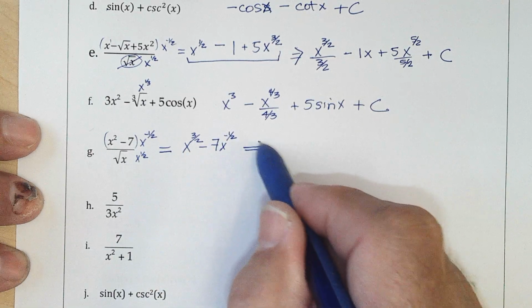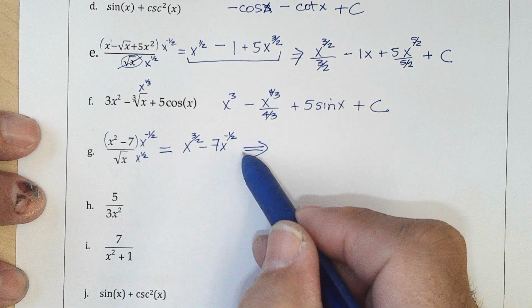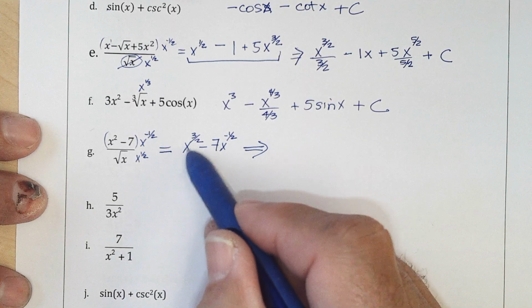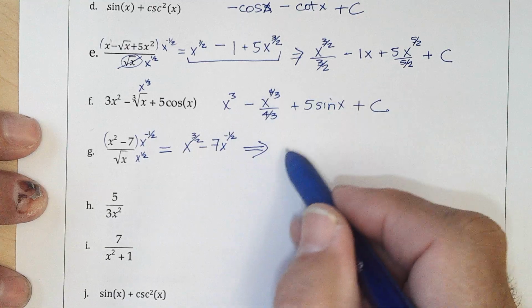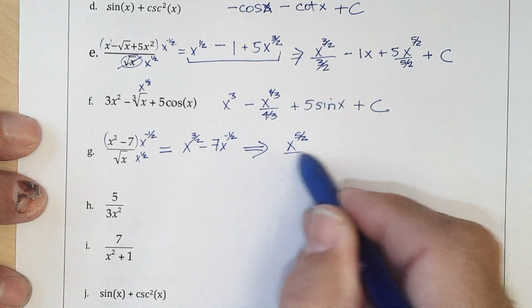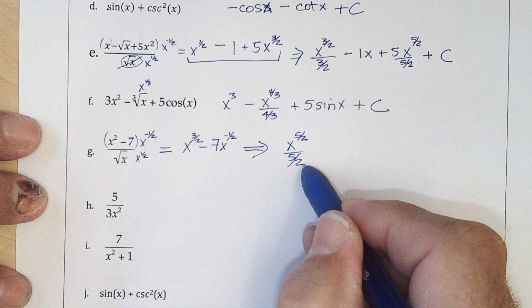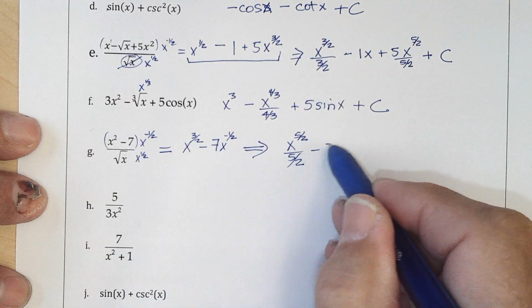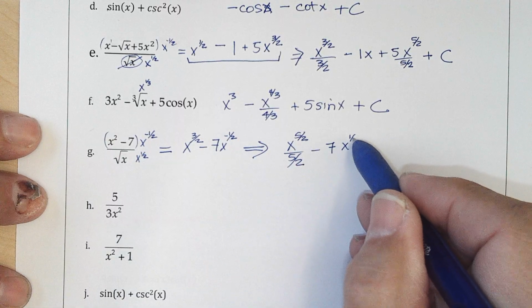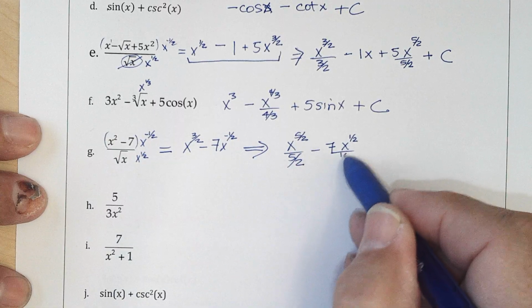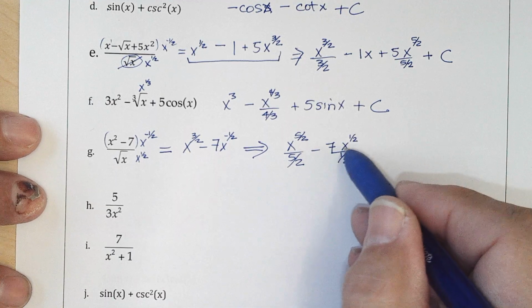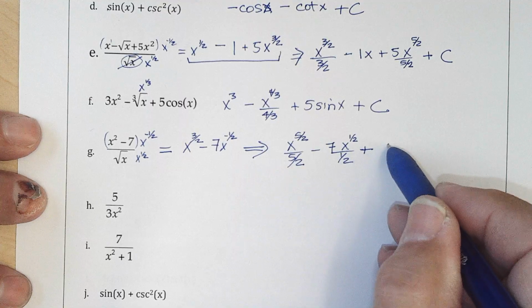So now to do the antiderivative, the integral of this, add 1 power to this, and that would be x to the 5 halves divided by 5 halves minus 7, increase that by 1 to be x to the 1/2 divided by 1/2, or multiply by 2 over 1, which would be 14 square root of x, plus c.